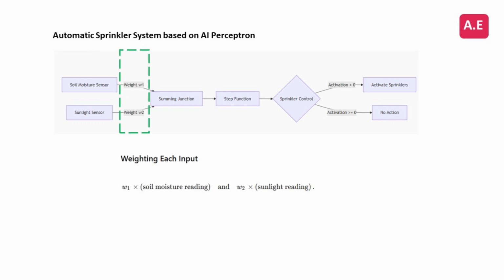Not all inputs should count the same. A brief midday shower might leave the soil damp even under bright sun, for instance, whereas overcast days with very dry soil still demand irrigation. To capture these nuances, each sensor reading is multiplied by a parameter called a weight. W1 scales the soil moisture reading. W2 scales the sunlight reading. Thus, after weighting, the two signals become W1 times soil moisture reading and W2 times sunlight reading. By adjusting W1 and W2, you decide how heavily to trust or emphasize each sensor.